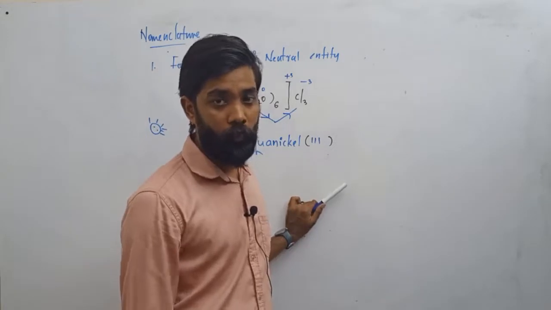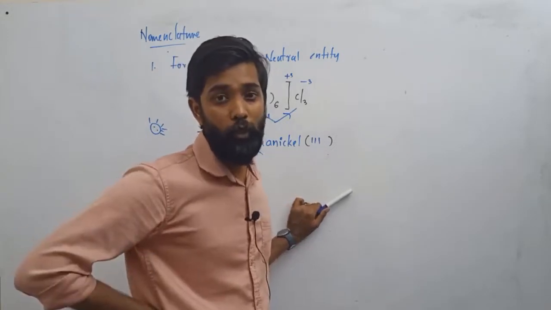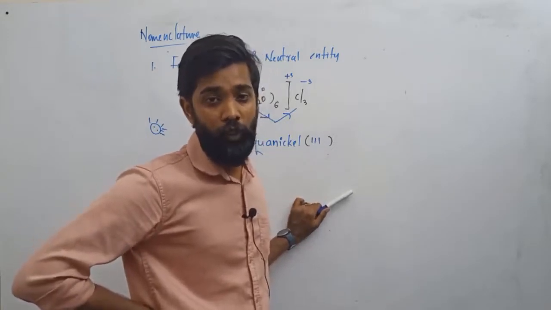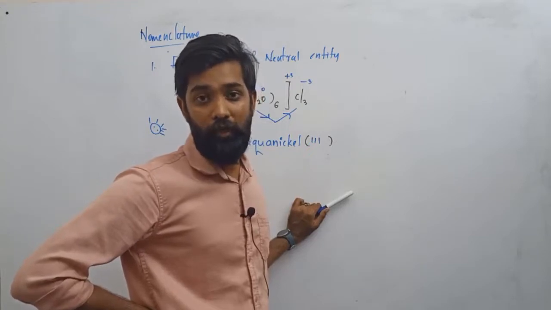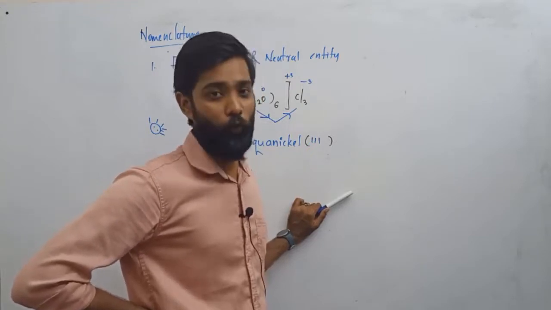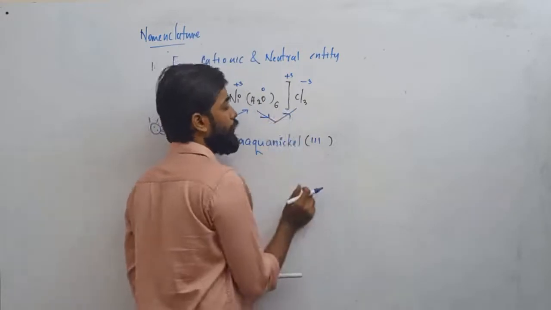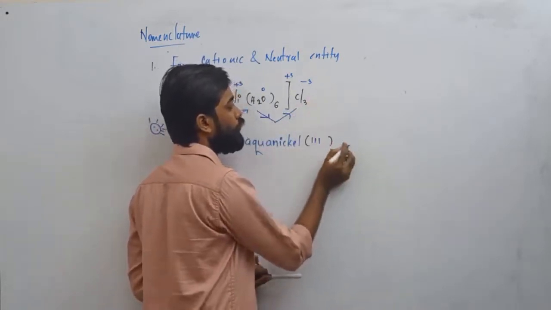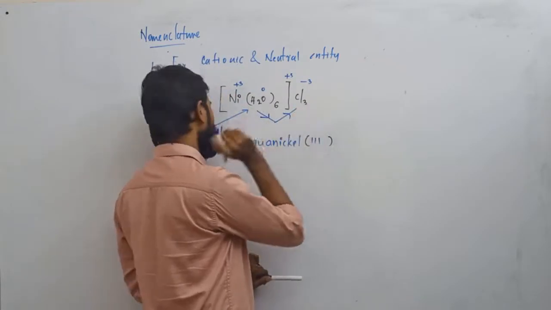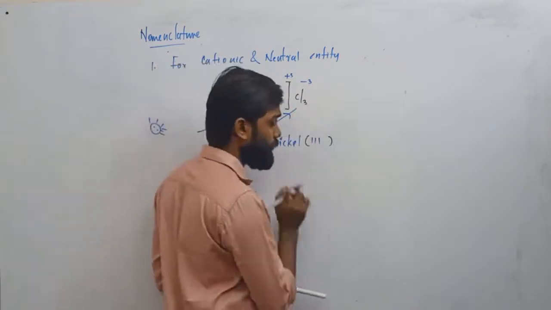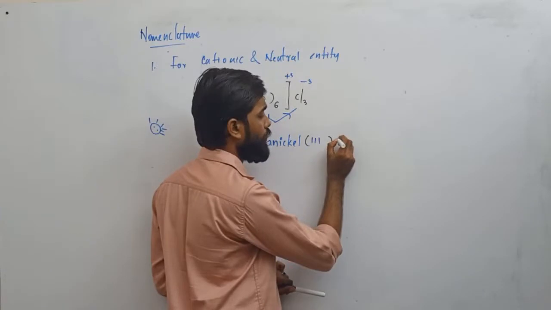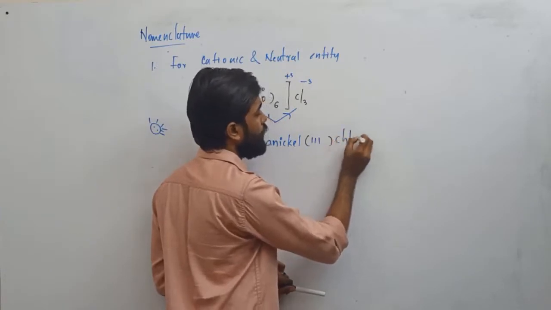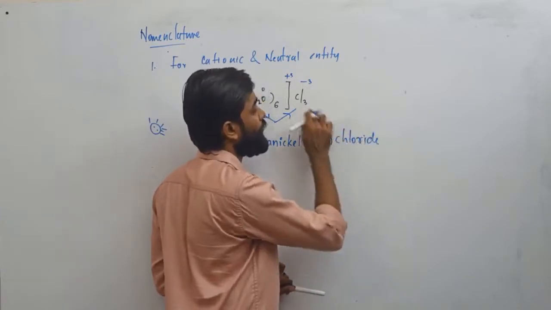What is that counter ion? Chlorine. If chlorine is a counter ion, then it is said to be chloride. If chlorine is a ligand, then it is said to be chlorido. So here the chlorine is a counter ion. Now you name the chlorine as a counter ion. Here the charge of each chlorine is Cl -1. So it is a counter ion. It is said to be chloride.